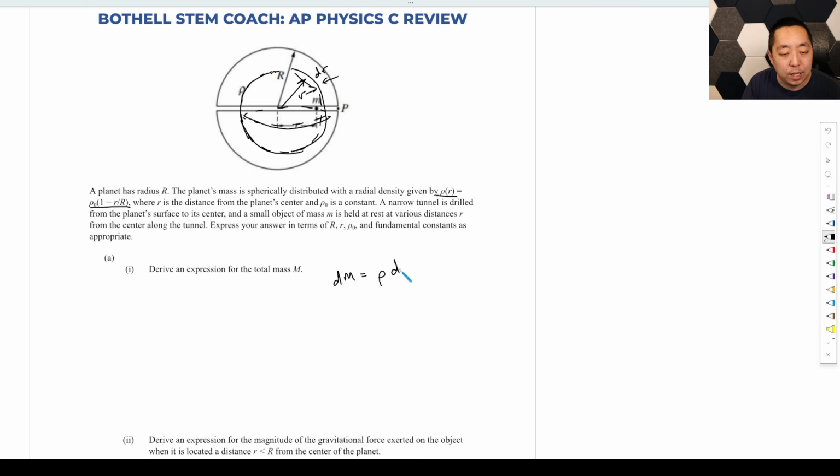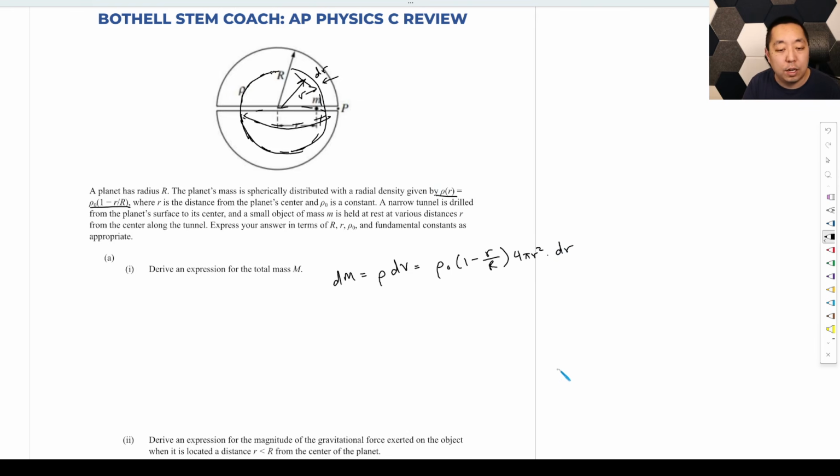So this is density times the volume. And the density is going to be rho 0 times 1 minus r over big R. And the volume is going to be the volume of the shell. Now, it's not the interior volume. It's just the shell. And that volume, if you could flatten it out into a really thin sheet, is going to be the surface area of a sphere times how thick it is.